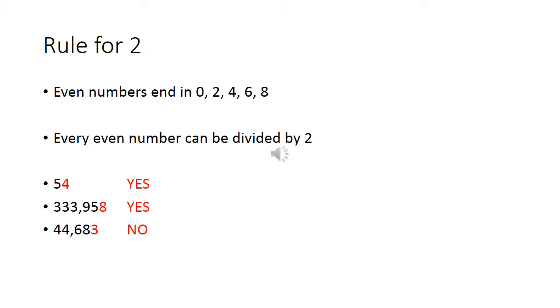333,958 ends with an 8. 8 is an even number. Yes, I can divide it by 2. 44,683 ends with a 3. 3 is not even, so I won't waste my time trying to divide this number by 2.